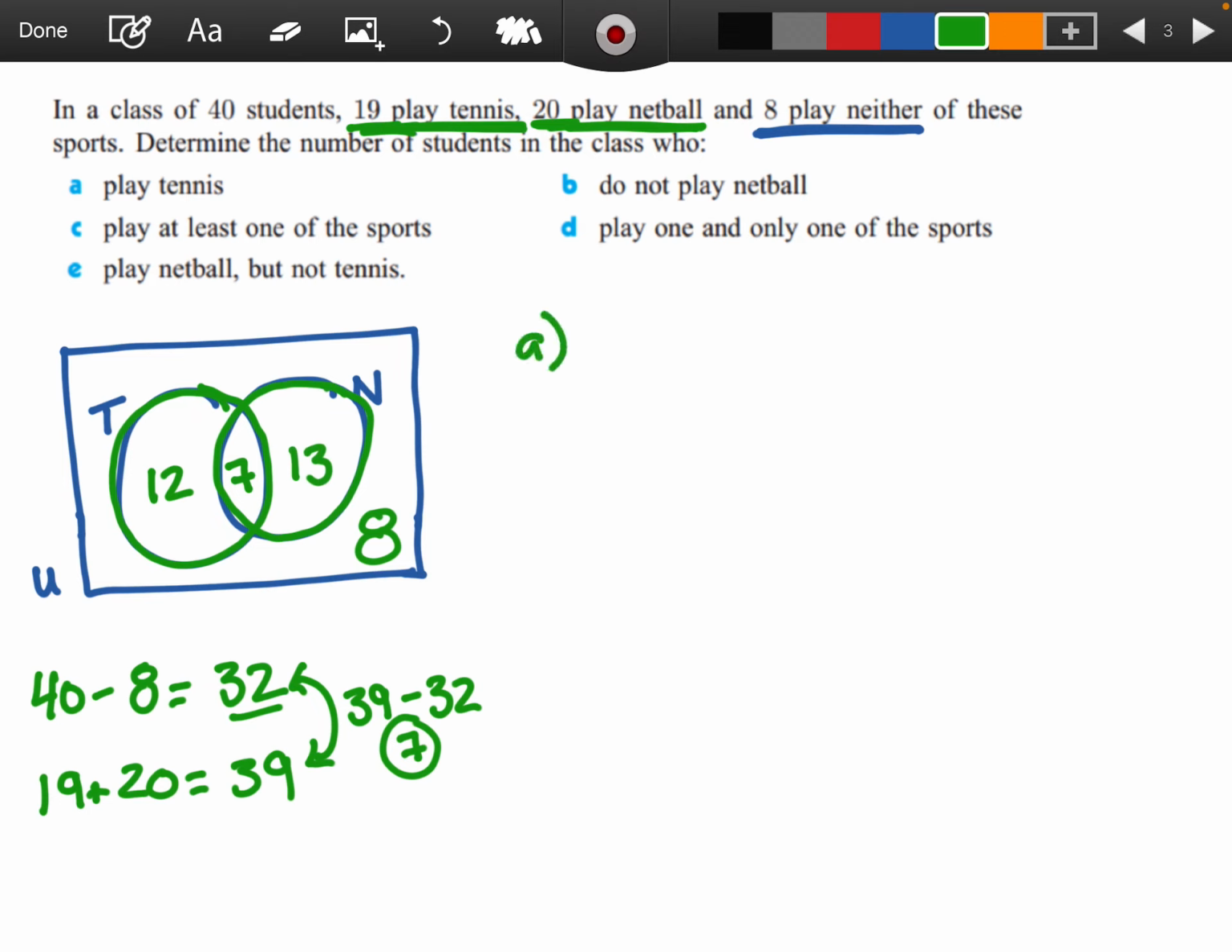So question number 1, how many people play tennis? The question gave us that. We didn't even need a Venn diagram for that. There are 19 people who play tennis. We could have used our Venn diagram and added our 12 people plus our 7 people.